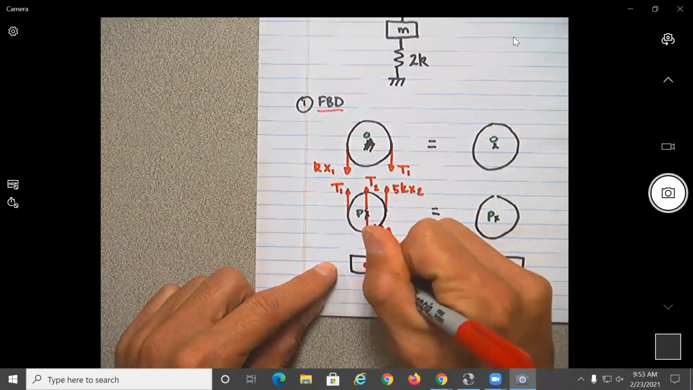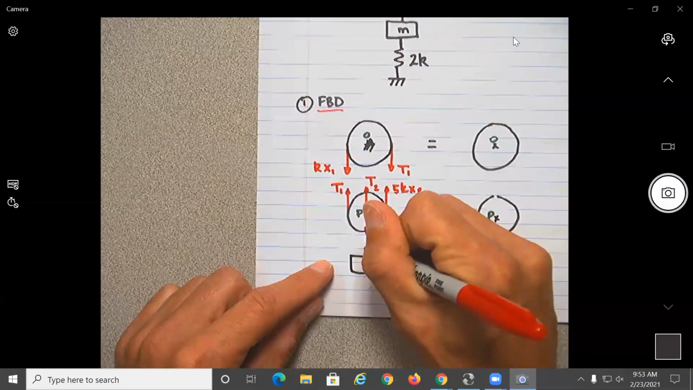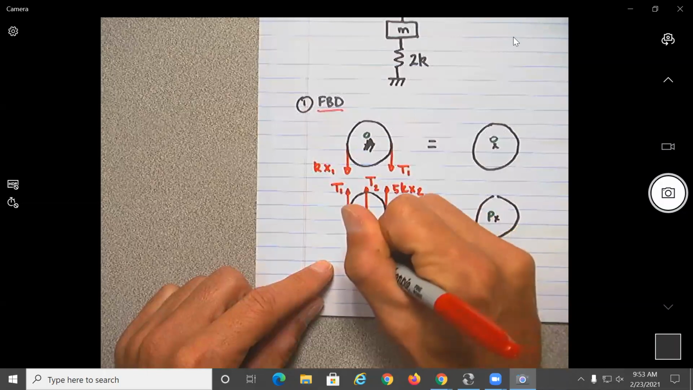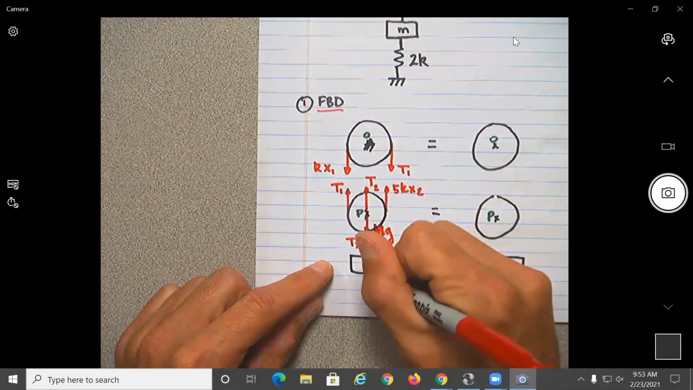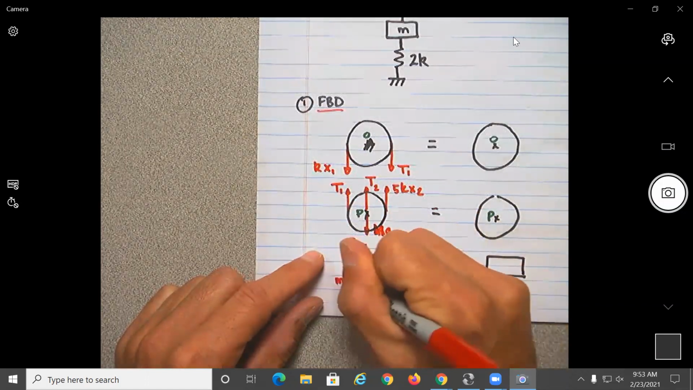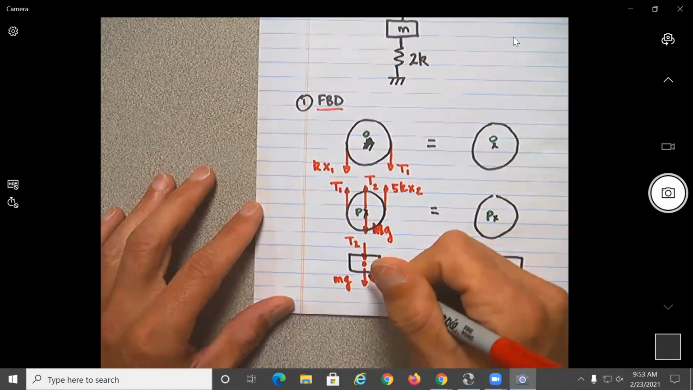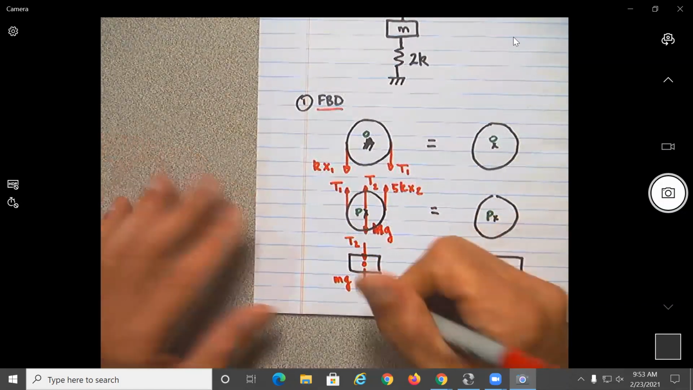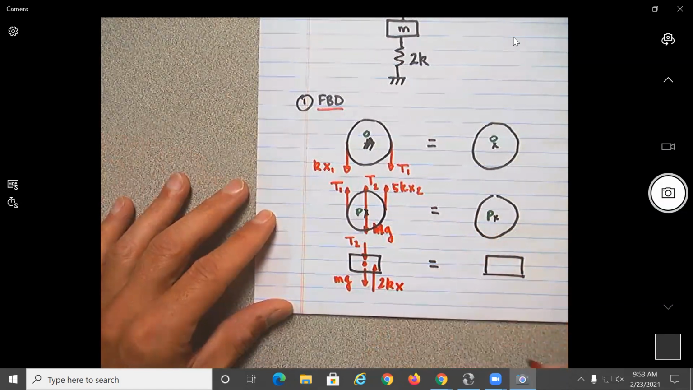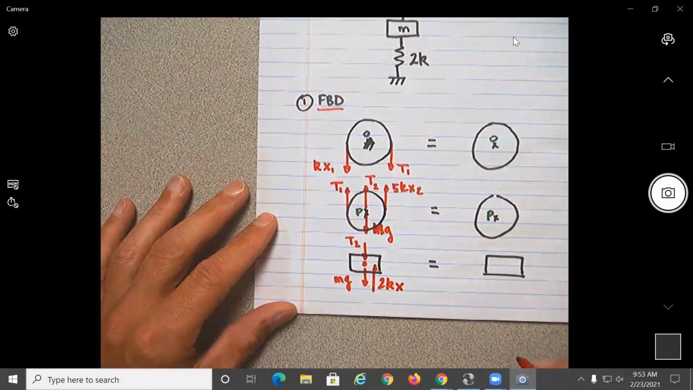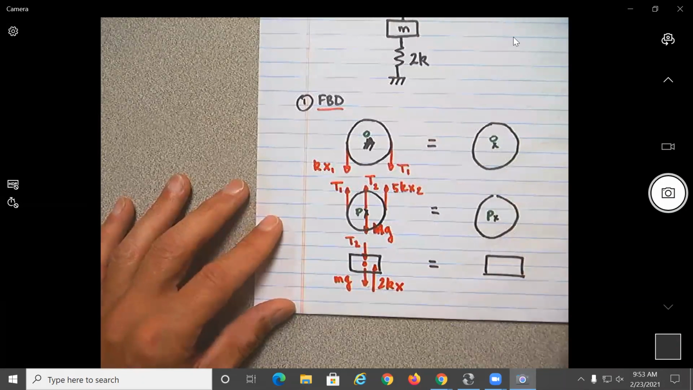Now this one will have, we need to be careful with this one because, so we'll have the T2 going down. Then what are we gonna have? We're gonna have the mg, and what else are we gonna have? It doesn't matter if you do it up or down. Let me just do it up, and then you'll have here the 2k x, no? Okay, so on this side, I did all the forces.